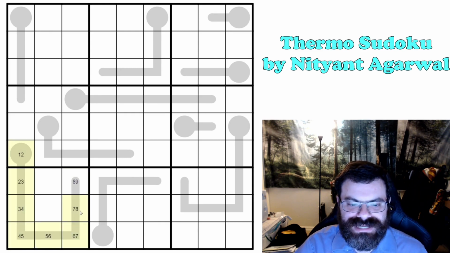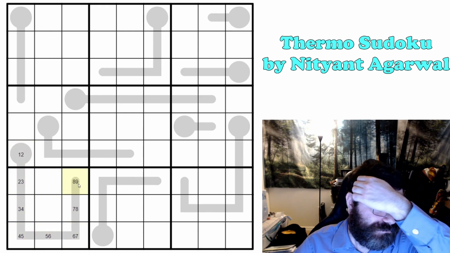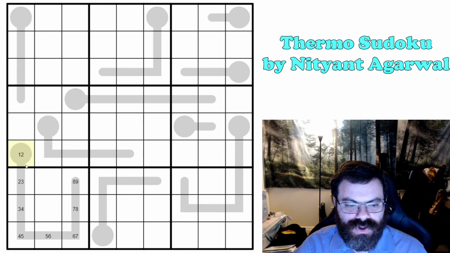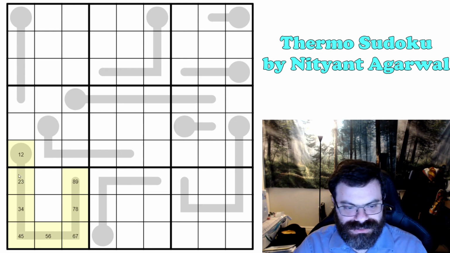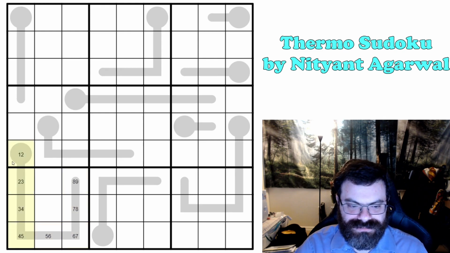And degrees of freedom are nice to keep track of because it means that we can only be missing 1 number from this whole thermo, which is a good way to consider that. So we have 1 degree of freedom. And once we've used that up, the rest of the thermometer is guaranteed to be specific numbers. Okay, so that one was 8.